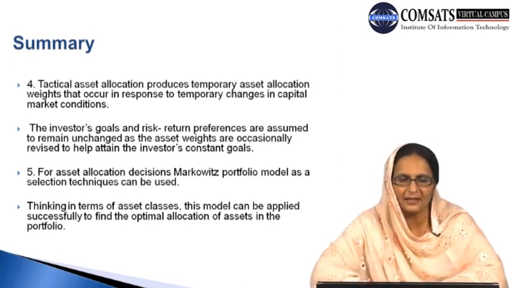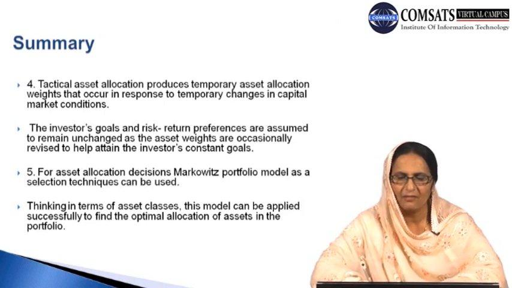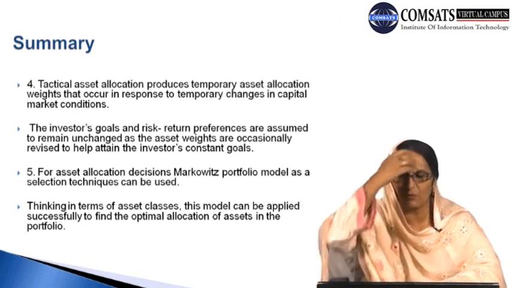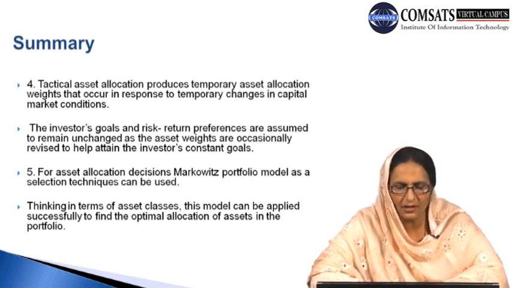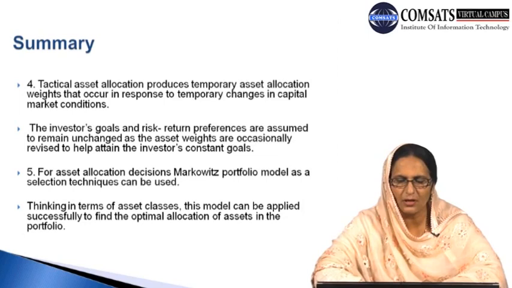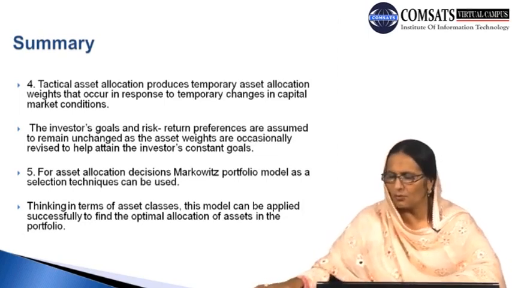The fourth point is that tactical asset allocation produces temporary asset allocation weights that occur in response to temporary changes in capital market conditions. The investor's goal and risk-return performance are assumed to remain unchanged as the asset weights are occasionally revised to help attain the investor's constant goal for asset allocation decisions. The Markowitz portfolio model, as a selection technique, can be used thinking in terms of asset classes. This model can be applied successfully to find the optimal allocation of assets in the portfolio.